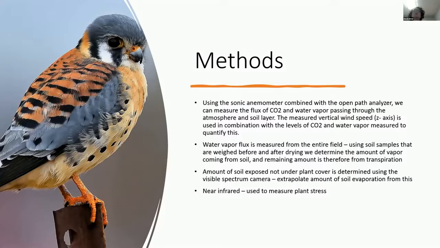And the amount of soil in the field is determined from the visible spectrum camera, which again just tells us how much green and how much brown is in the field. And the near infrared spectrum of the camera is used to measure the plant stress. So depending on how much water is in those plants, it would reflect more or less heat. More if there's less water in the plants, it's more stressed, and less if there's more water, so it wouldn't be really stressed.